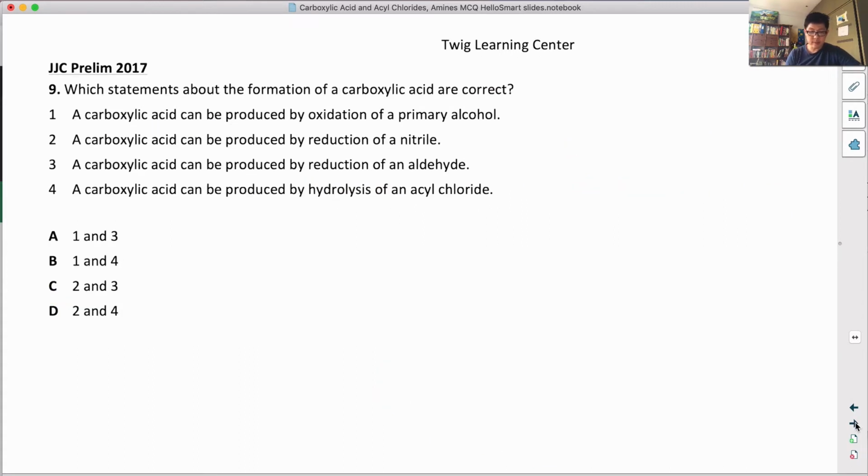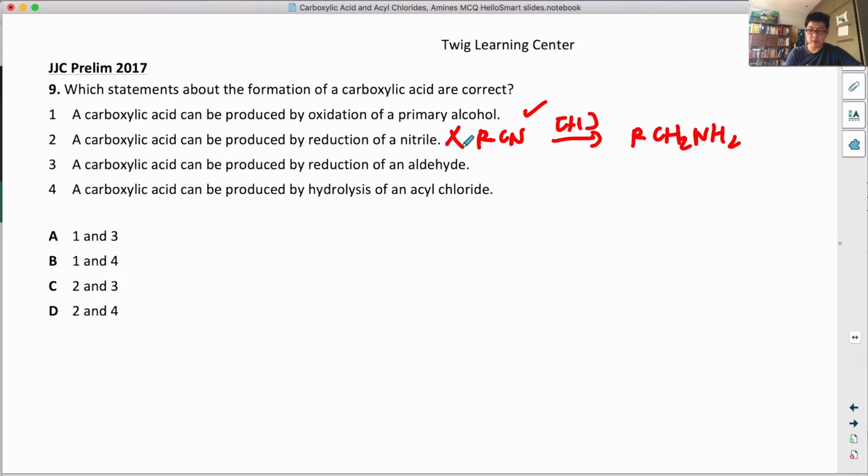Okay, let's look at the next question. Which statements about the formation of carboxylic acids are correct? Okay, let's try. A carboxylic acid can be produced by oxidation of a primary alcohol. This is correct. A carboxylic acid can be produced by reduction of nitrile. No. When you reduce a nitrile, in fact, you get an amine, RCH2NH2. So this is wrong.